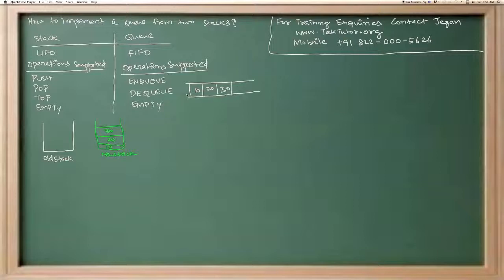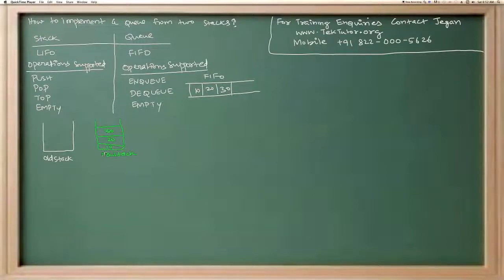Whenever the queue is serviced, we are going to process the 10 first and 20 next and so on, which is FIFO. So now how about dequeue? We just saw the enqueue. How about a dequeue?